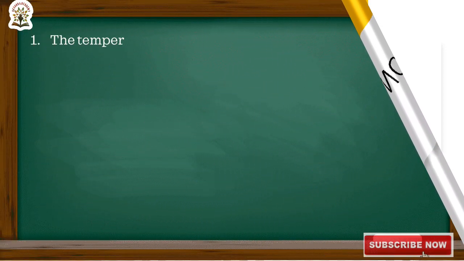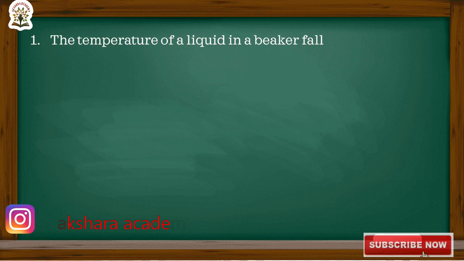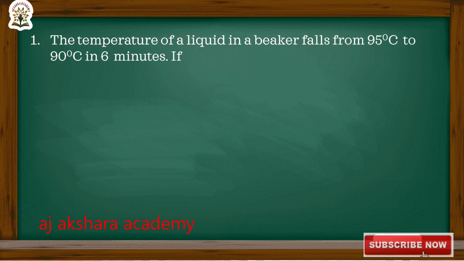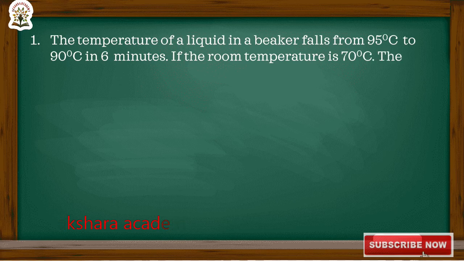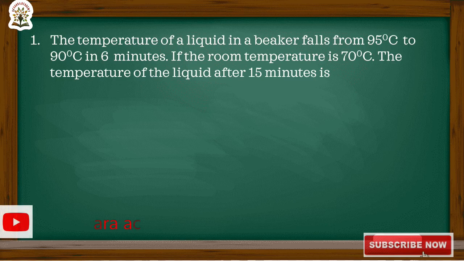In this question, the temperature of a liquid in a beaker falls from 95 degrees centigrade to 90 degrees centigrade in 6 minutes. If the room temperature is 70 degrees centigrade, the temperature of the liquid after 15 minutes is. So in this question, the given temperature of a liquid in a beaker falls from 95 degrees centigrade to 90 degrees centigrade in 6 minutes. If the room temperature is 70 degrees centigrade, you have to calculate the temperature of the liquid after 15 minutes.